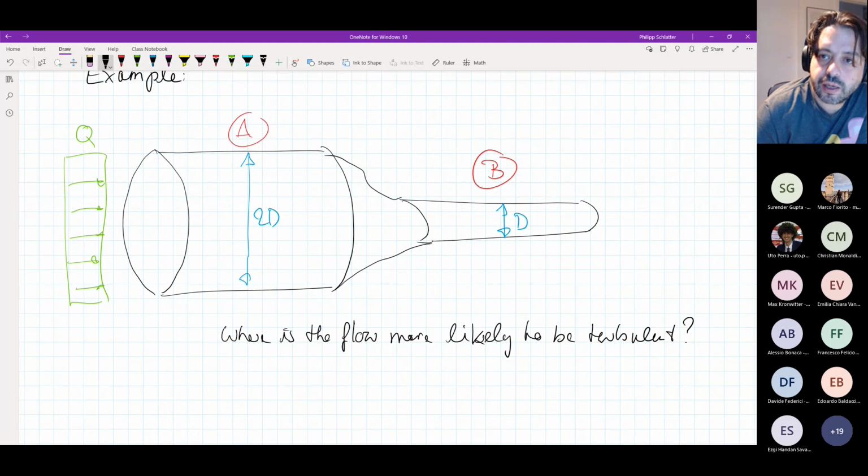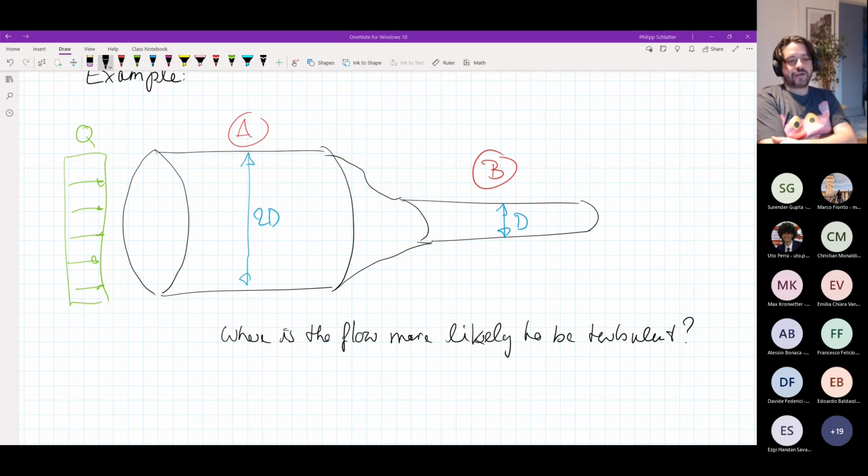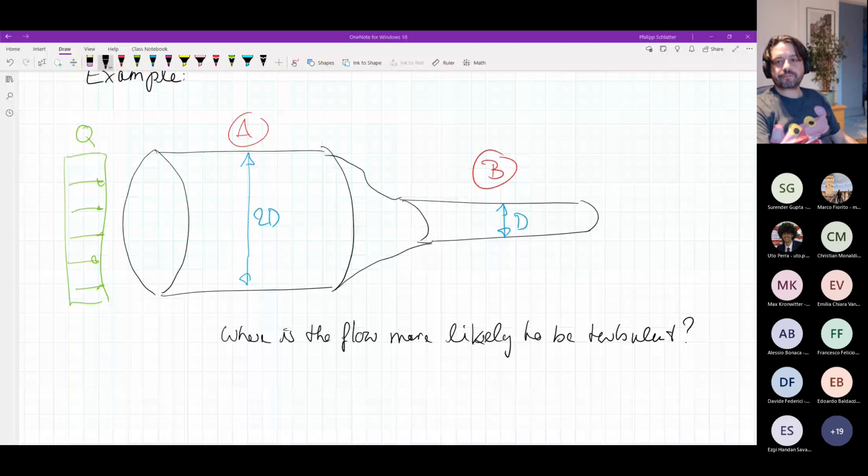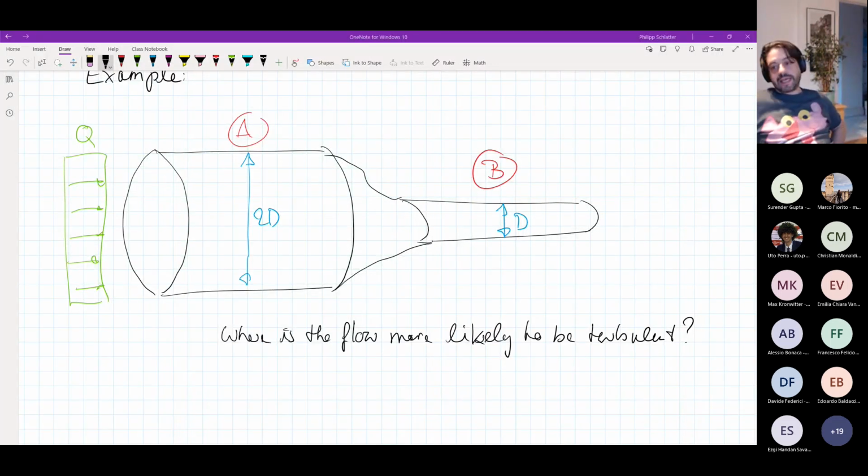So where is the flow more likely to be turbulent? In A? Well, let's see what you say. A or B? Or the same, who knows? Of course, the thinking is, okay, where is the Reynolds number higher? And of course, you have a change of flow rate because the diameter changes. But then, of course, you also have the diameter directly in the Reynolds number.